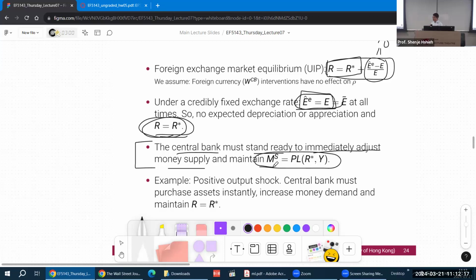You cannot use monetary policy to do anything else, because doing anything else, as you know from the flexible exchange rate exercise, will change E, right? The overshooting stuff, all that stuff, E is changing wildly. Lots of volatility. That's not possible. That cannot happen under fixed exchange rate regimes. And so the central bank must intervene to maintain that peg at all times.